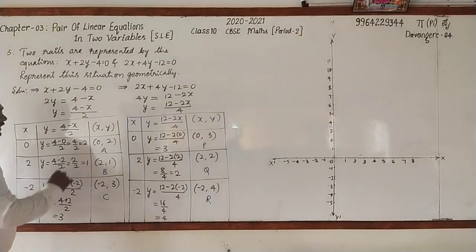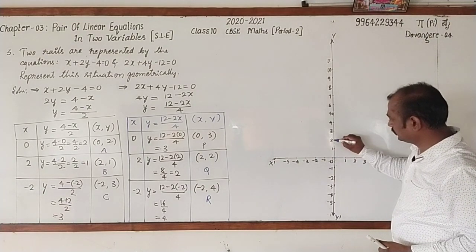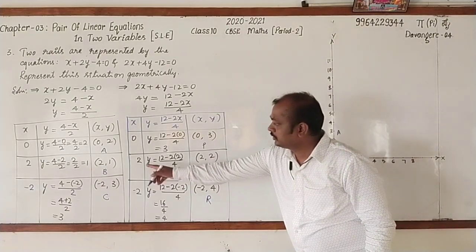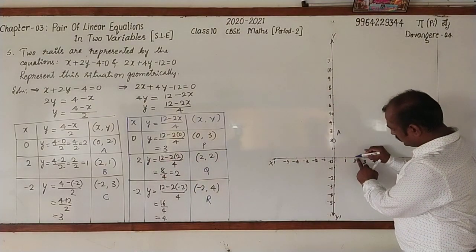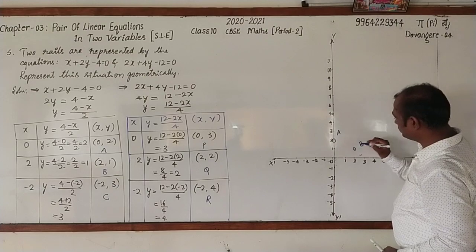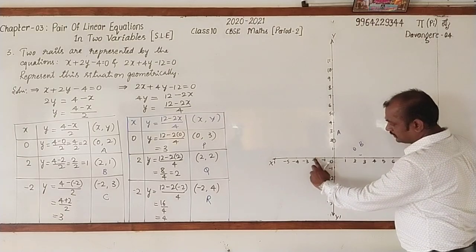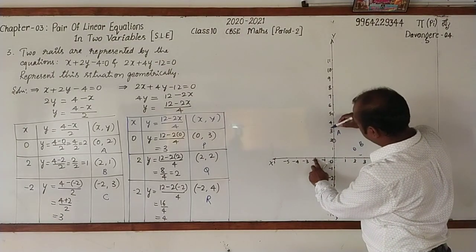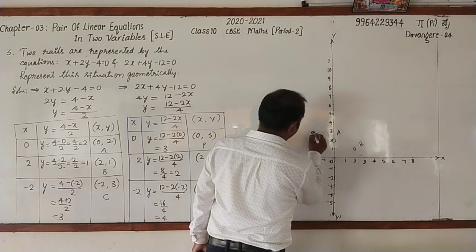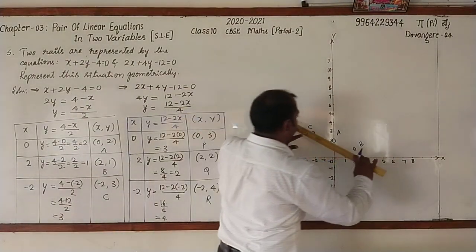Let us locate these points. A is 0 comma 2. X is 0, y is 2. That comes here. It is A. Next, 2 comma 1. When x is 2, y is 1. That comes here. This is B. When x is minus 2, y is plus 3. On the x-axis minus 2, on the y-axis plus 3. These two will intersect at this point. This is C. Now let us join these points.